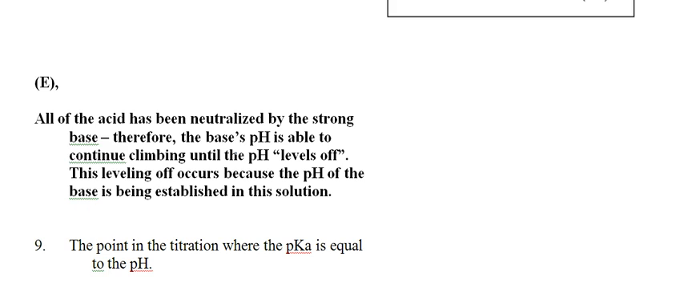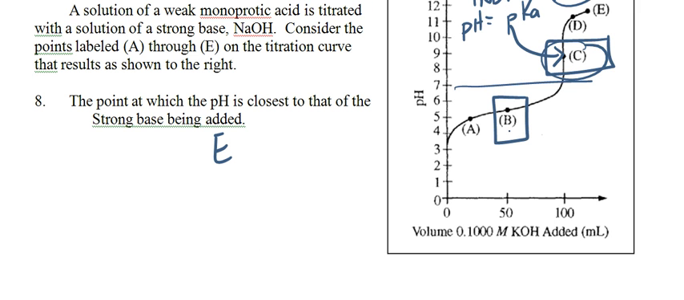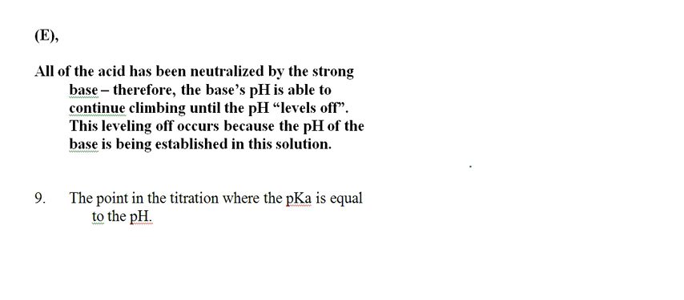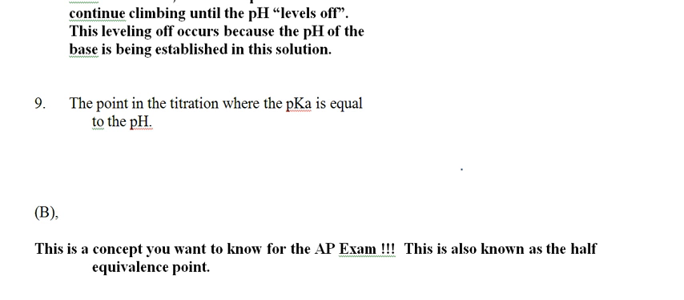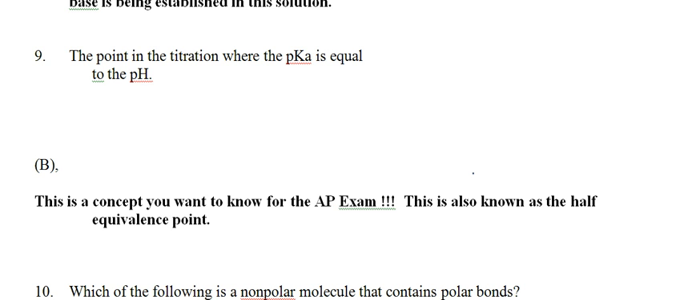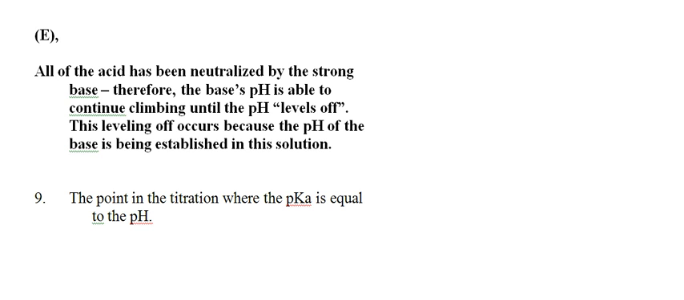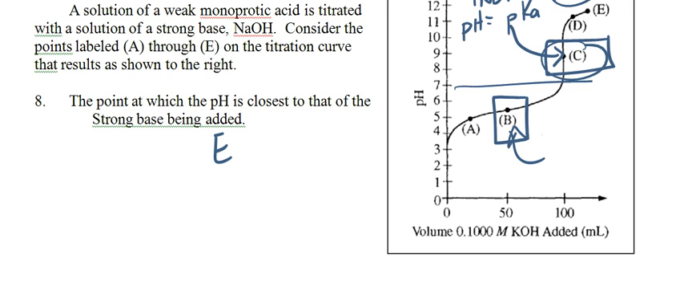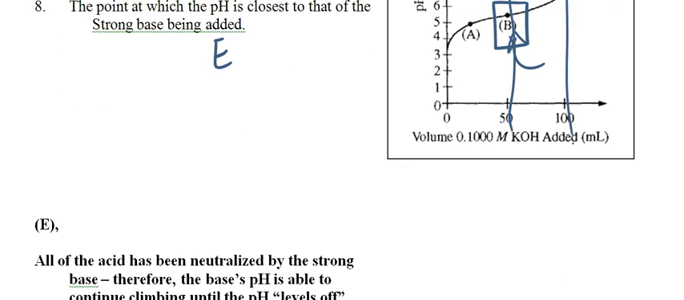Well, let's look at the next point. It says the point in a titration where the pKa is equal to pH. We just talked about that. That's right there, B. Okay, and it's a pretty significant reference. So when you're doing our titration, it's when half of the volume has been added. And notice that we hit it right at 50, and the equivalence point's at 100. All right.